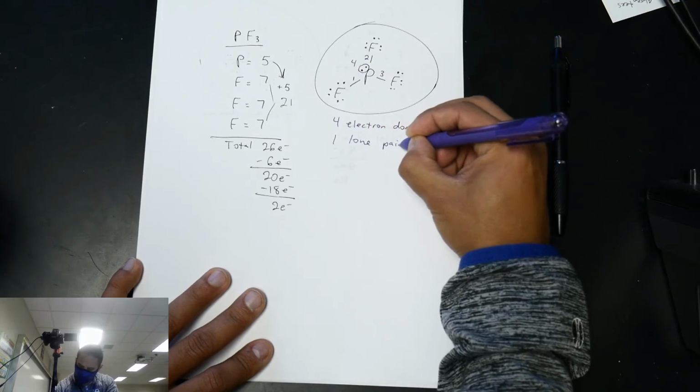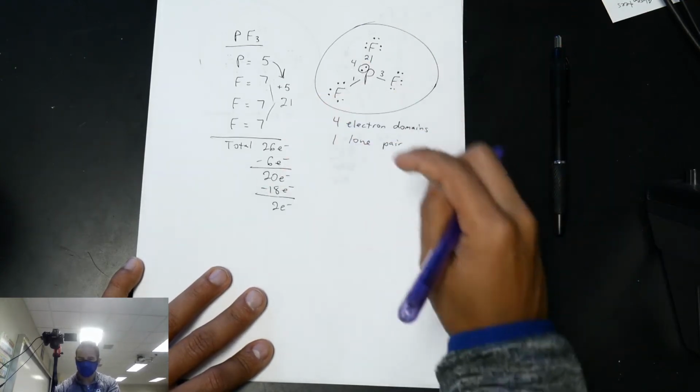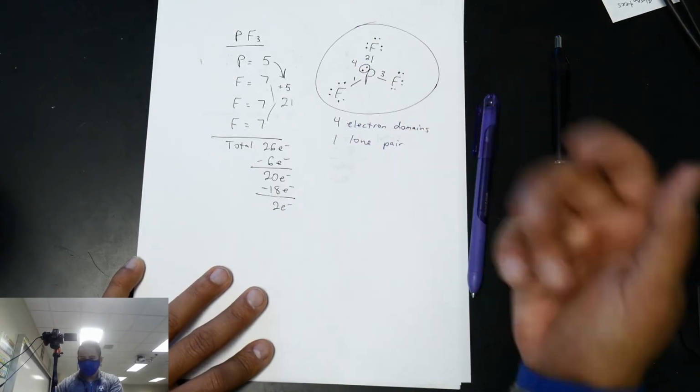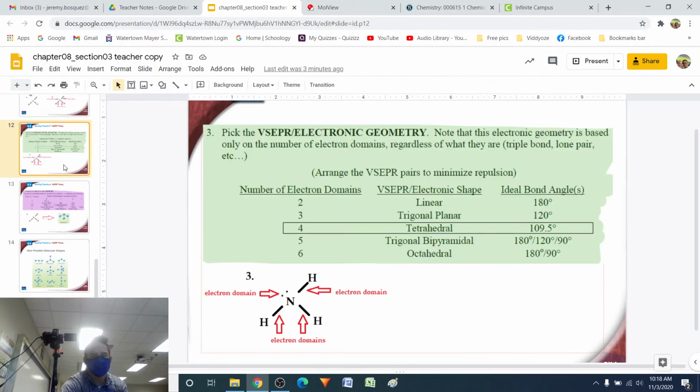Okay, and I did not write that on the previous problem. I forgot, but we have 1 lone pair. We want to keep track of that. On the previous one, we had 0 lone pairs. All right, so now let's go take a look at our chart again and see what our shape is.